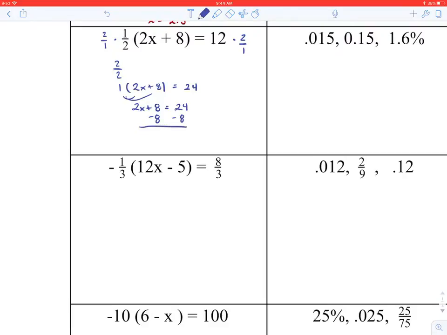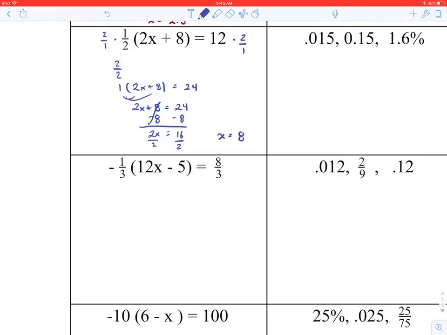When you subtract 2 from both sides, that leaves you with 2x is equal to 16. And then the final step that you'll have to take to get rid of that 2 is to divide both sides by 2, which will leave you with x is equal to 8.